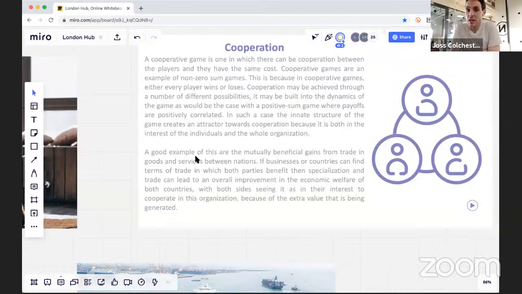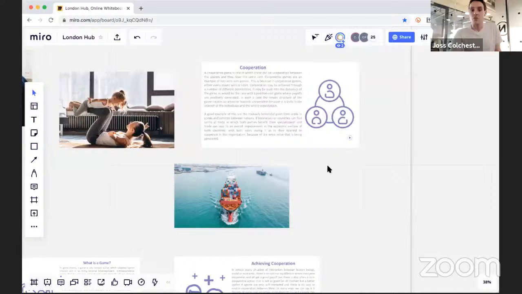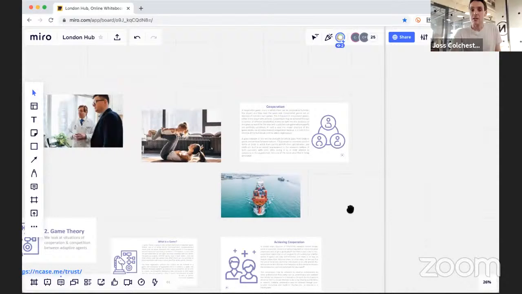If businesses or countries can find terms of agreement in which both parties benefit, then specialization in trade can lead to an overall improvement in economic welfare of both countries, with both sides seeing it as in their interest to cooperate in this organization because of the extra value that is being generated. So that's an example of a cooperative game, a positive sum game, right? When two countries or two businesses decide to trade and each one specializes in what it does best, more value can be created for the whole.